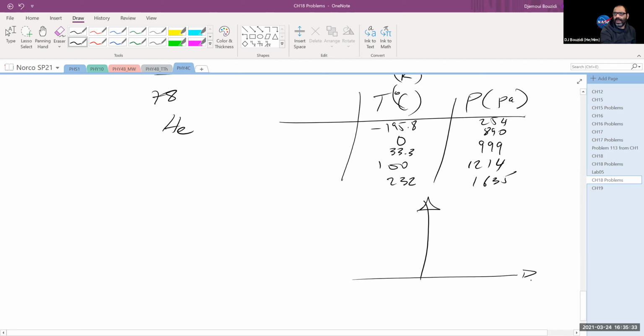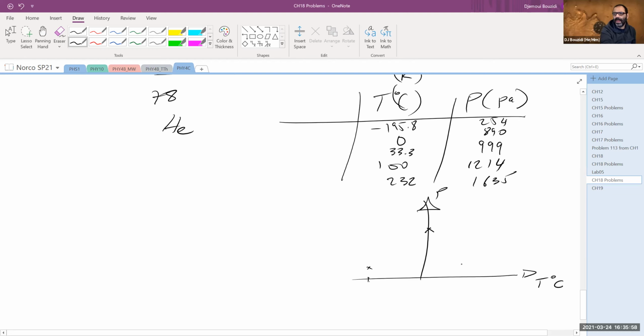For the temperature in degrees Celsius and the pressure in Pascal, okay? When it's negative 195, it's somewhere in here. The pressure is 254. Let's say, for example, this is the pressure. For 0, it's 890, which is about, what, 4 times this number or something? It's almost 4 times this number.